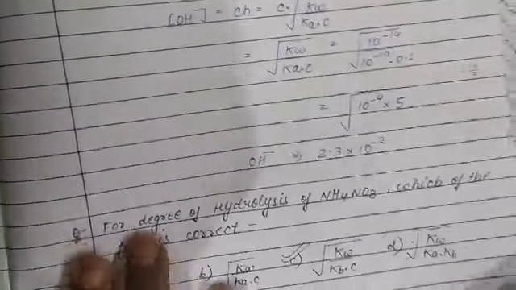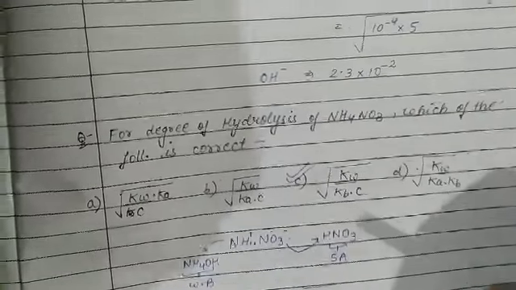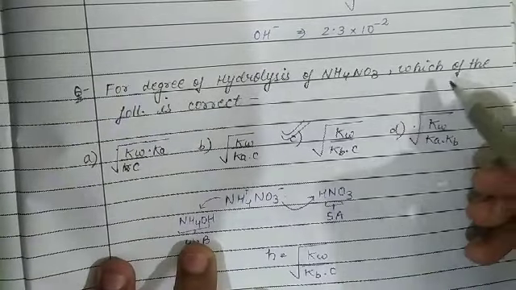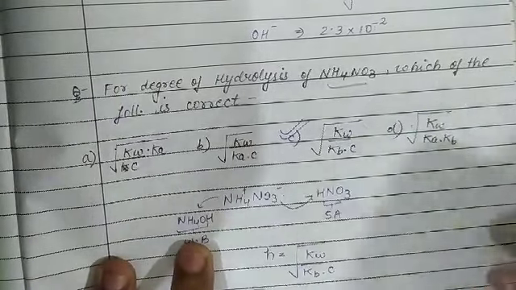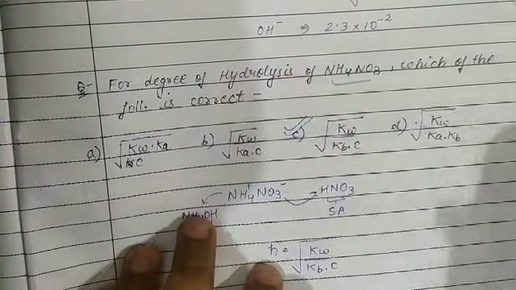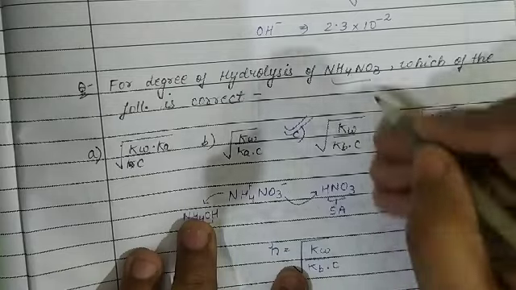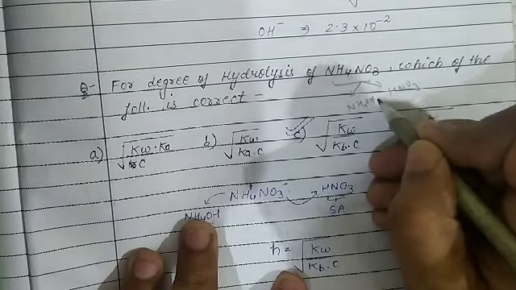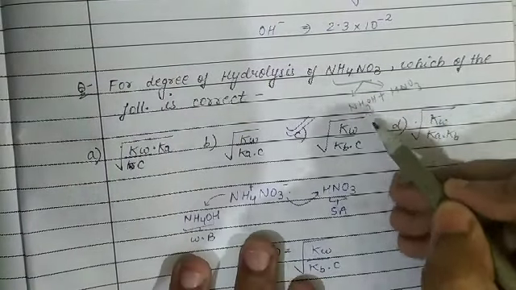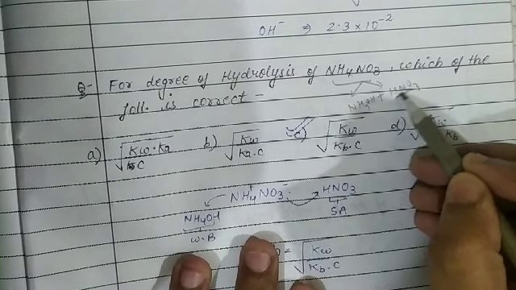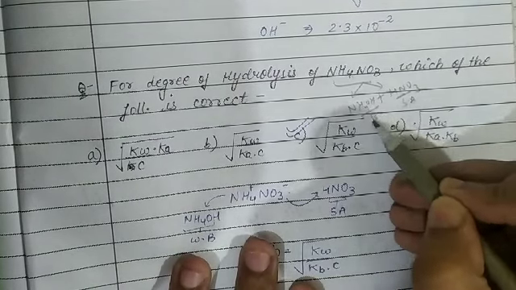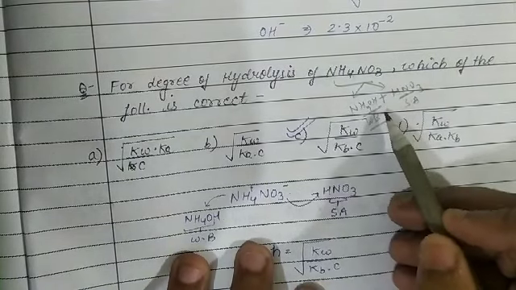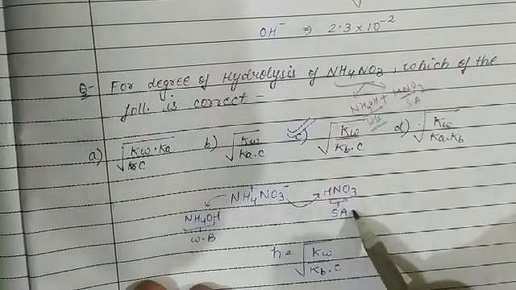See the next question. The next question is the degree of hydrolysis of NH4NO3. As we know, NH4NO3 is a salt of NH4OH plus HNO3. HNO3 is a strong acid and NH4OH is a weak base. So NH4NO3 is a salt of weak base and strong acid.